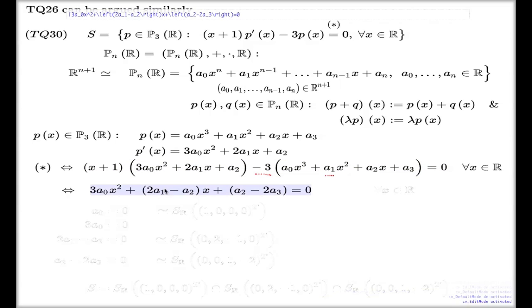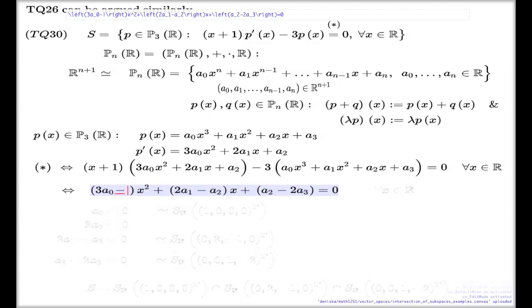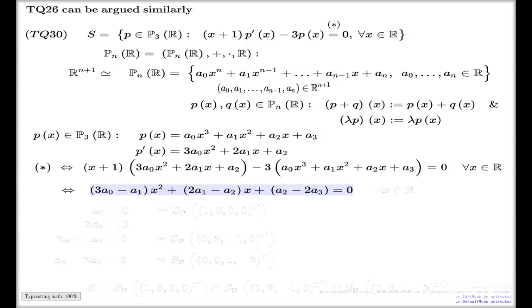So altogether, what I see now is that x squared will come with the coefficient: 3a0, negative a1. Yeah, that's the correct coefficient next to the x squared.